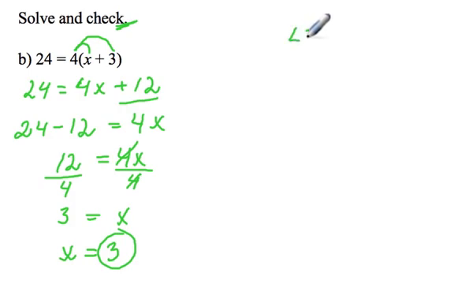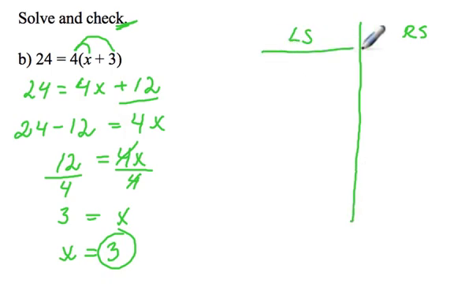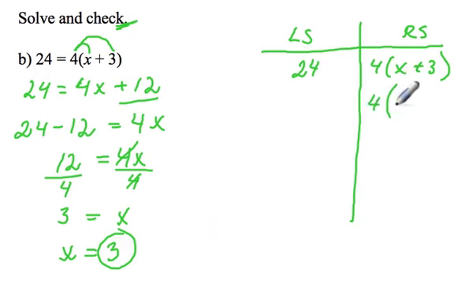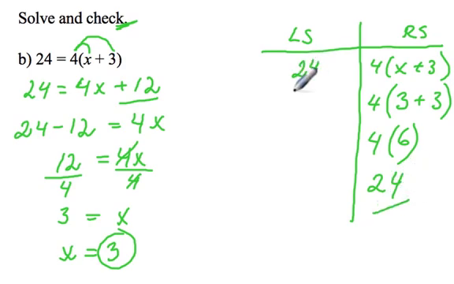So usually we check whether the left side of the equation equals the right side of the equation when we substitute the newfound value. So on the left side we have 24, and on the right side we have 4 times x plus 3. I'm going to substitute our solution, x equals 3, so 3 plus 3. We have 4 times 6, and 4 times 6 equals 24. Left side equals right side.